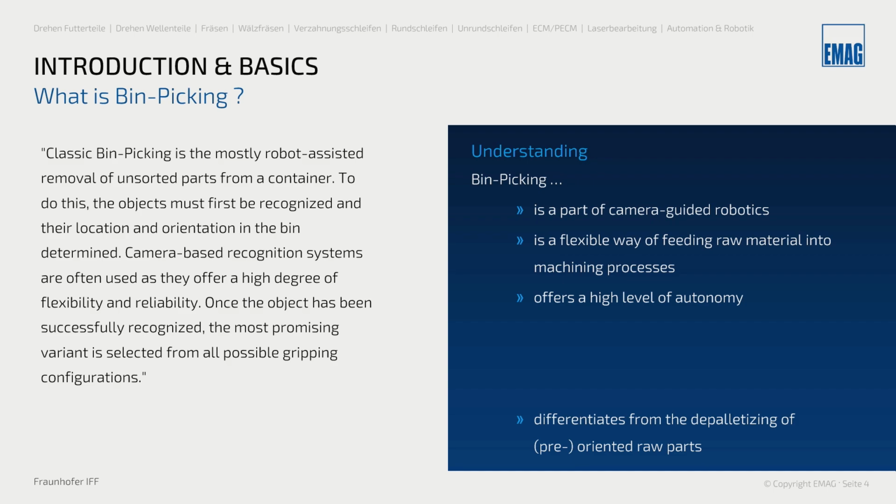So what is bin picking for our understanding? First of all, it is obviously a camera-guided robotic system that is very flexible for feeding raw parts into the machining process, and thereby it offers a very high level of autonomy. As a little side note, I'd like to mention that it differs from depalletizing of pre-oriented parts. This is similar because you pick up parts and bring them into the machine, but it has a lot of differences. But that will be discussed in a few slides.